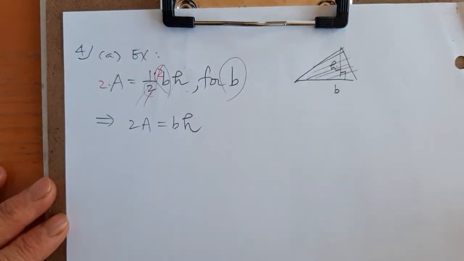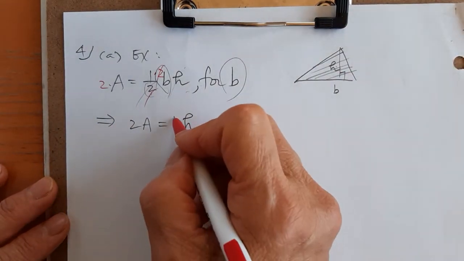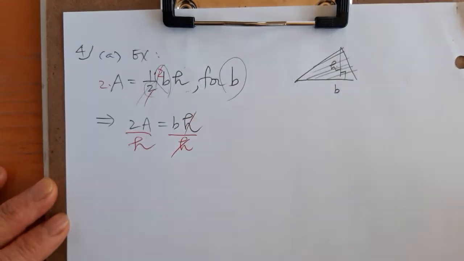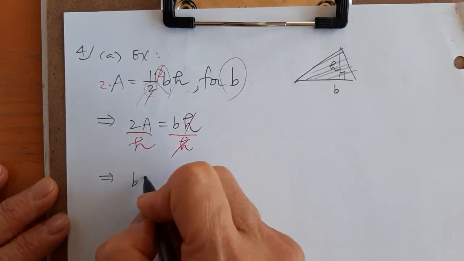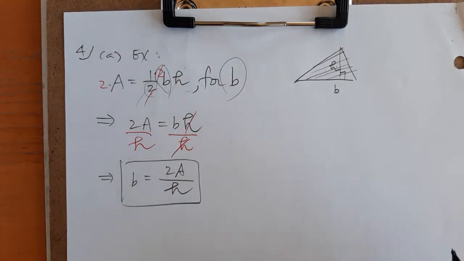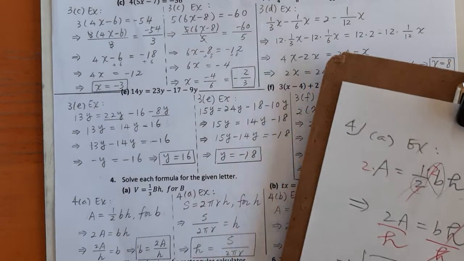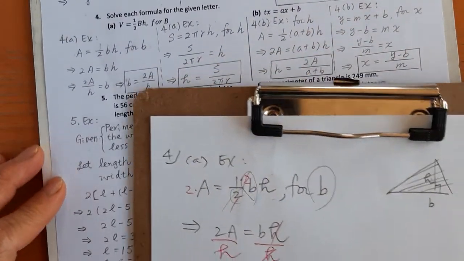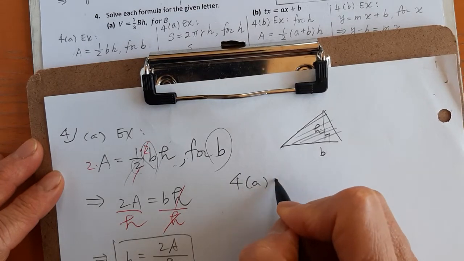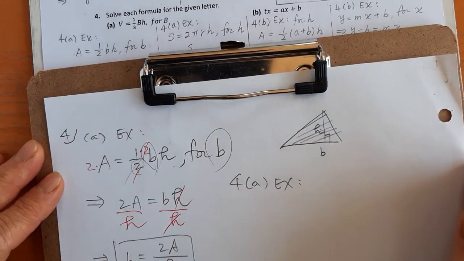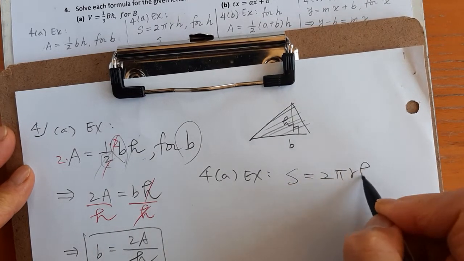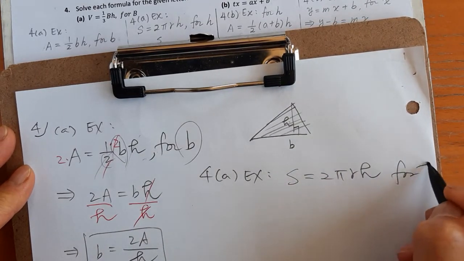Solve for b. So we will get b equals what? So divide by h on both sides. h cancels. So you got b equals 2a over h. That's solve for b. Next one is another example. It's 4a example. Another formula is this: surface area equals 2 pi r times h, and solve for h.